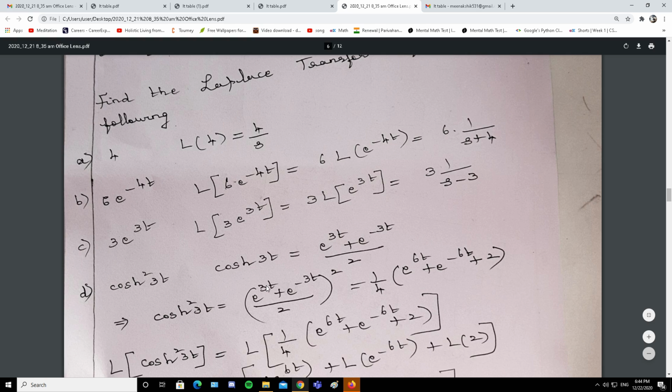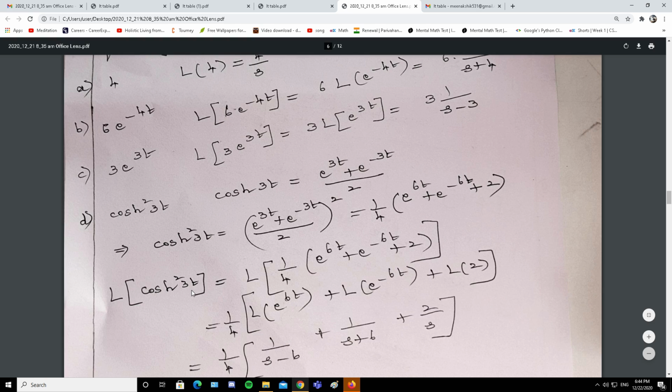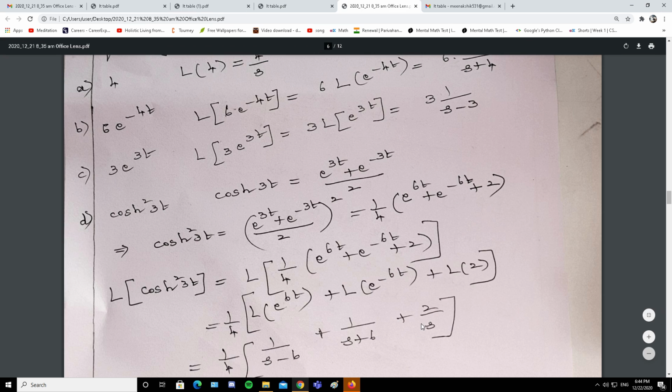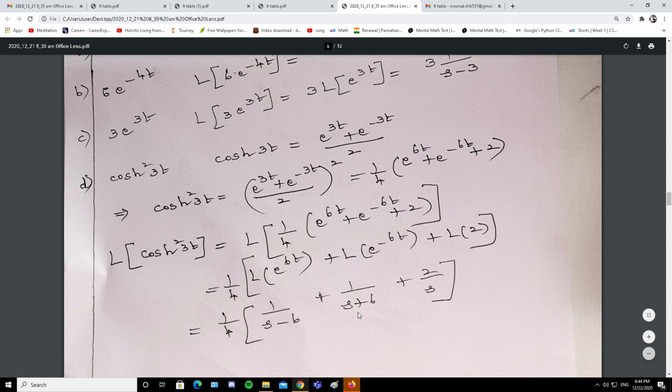Now you take Laplace on both sides. So Laplace of cos h square 3t: 1 by 4 you take it out, and split into 3 Laplace transforms. So Laplace of e power 6t plus Laplace of e power minus 6t plus Laplace of 2. What is Laplace of e power 6t? 1 by s minus 6. What is Laplace of e power minus 6t? 1 by s plus 6. And what is Laplace of 2? 2 by s. So this completes the solution.